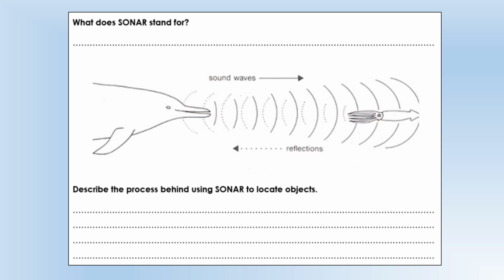So first of all, what does sonar stand for? Sonar is sound navigation ranging. You can see the S, O, N, A, and R are taken from the start of those words. Essentially what it means is using sound waves to locate things and find their range. In terms of how this works, it works in a very similar way to the experiment that we just saw. It works based on echoes.